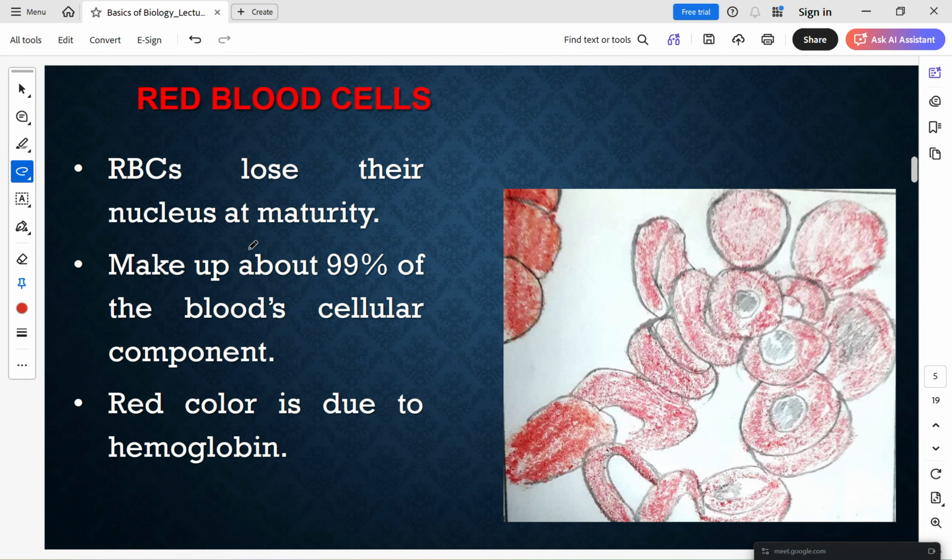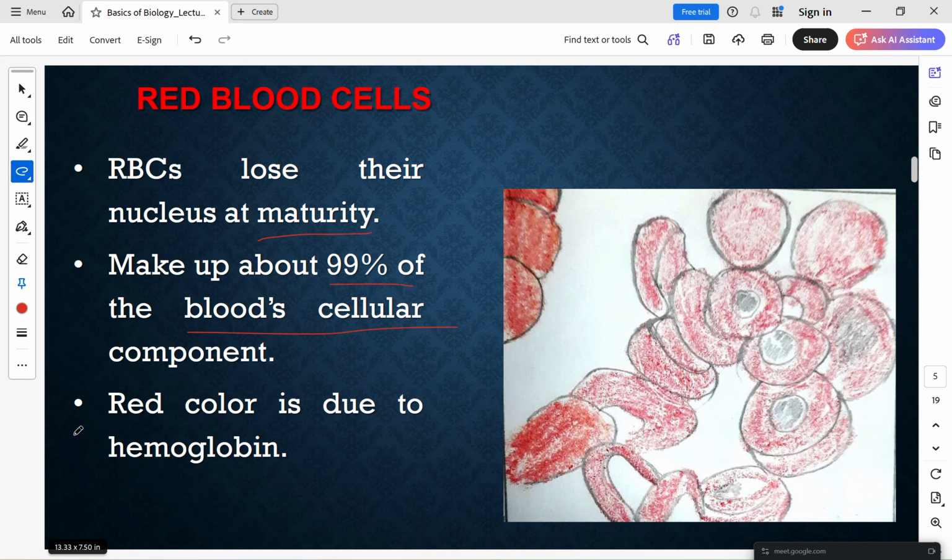The RBCs that humans have do not have any nucleus. Initially, when the RBCs are produced in the bone marrow, they have a nucleus, but they lose their nucleus at maturity. This is true for most mammals, but there are certain exceptions to it. For example, camels don't lose their nucleus. Their RBCs still have the nucleus. RBCs are usually concave in nature. They make up about 99% of the blood cellular component.